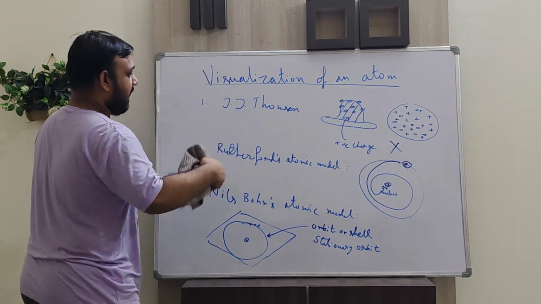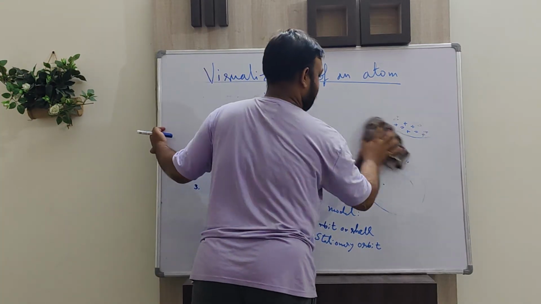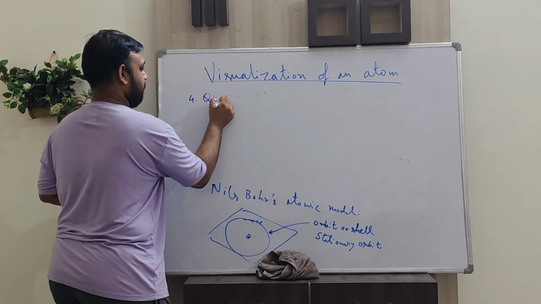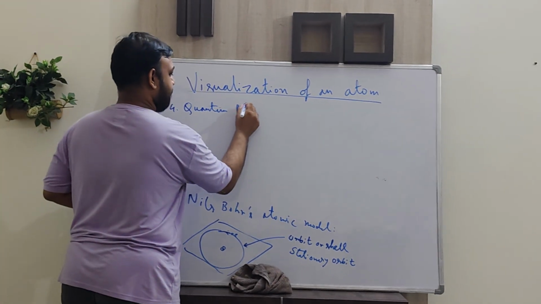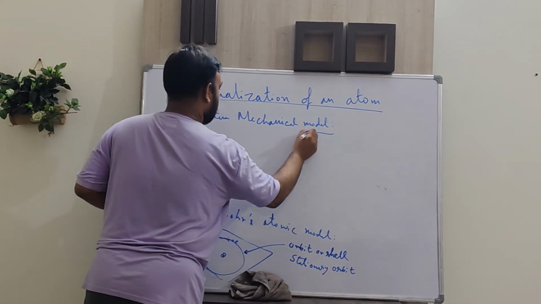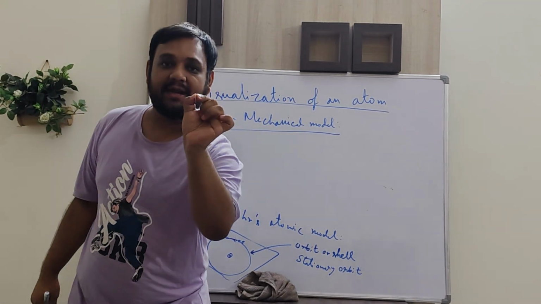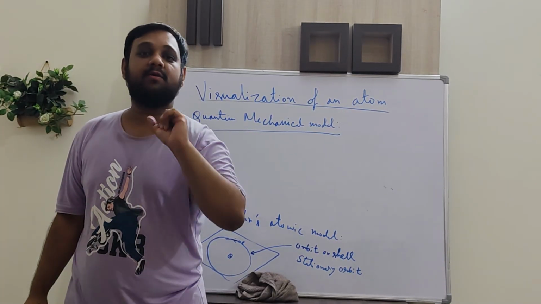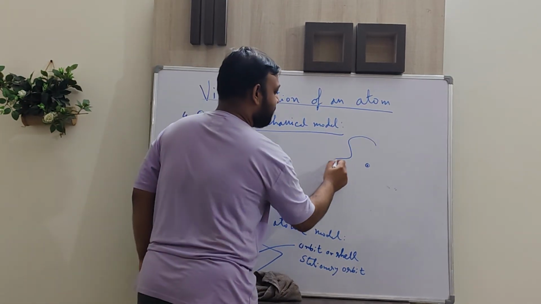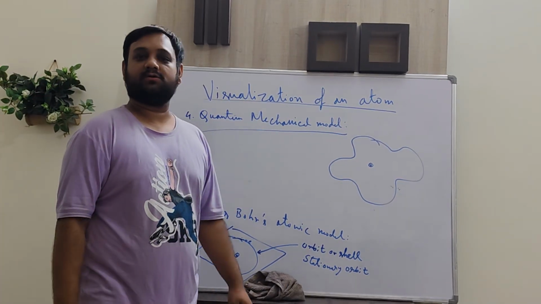Let's talk about the fourth model, the quantum mechanical model. In the quantum mechanical model, the electron is neither purely a particle nor purely a wave. It is kind of both. So if there is a nucleus and a wave, we cannot exactly say what the position of that wave is.